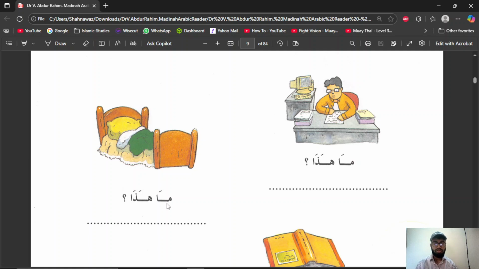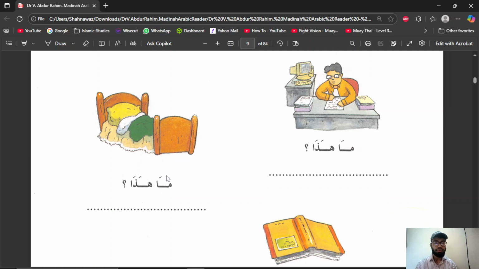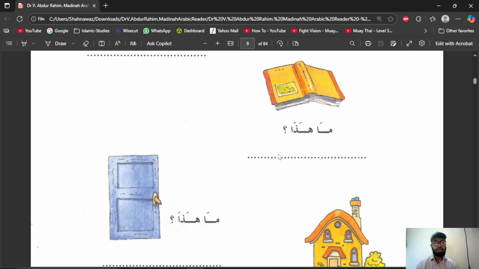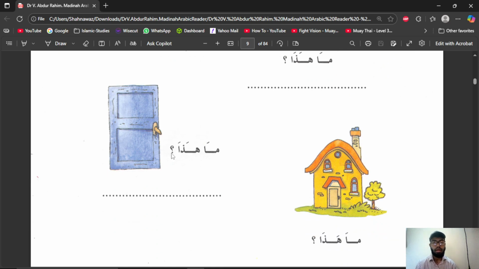Mahada. What is this? Hada. This looks like a bed. So we say hada sarirun. Similarly, what is this? Mahada. Hada. This picture looks like a book. So we say hada kitabun. Then we have Mahada. So we look at the picture and it looks like a door. So we say Hada Babun.